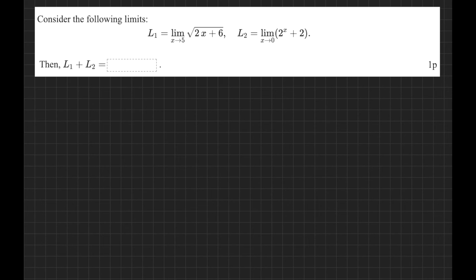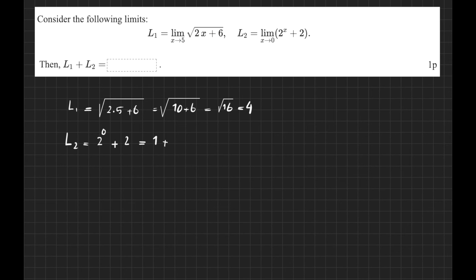We calculate L1. L1 is not one of those limits that makes problems for us, so we replace x with 5 simply, so it becomes square root of 2 times 5 plus 6, and then it becomes square root of 2 times 5 is 10 plus 6 is the square root of 16, and the square root of 16 is just simply 4. And L2 is one of those limits again, because if I replace x with 0, nothing strange happens, so this becomes 2 to the power of 0 plus 2, but any number to power 0 is 1, so 1 plus 2, and the answer to this limit is 3.